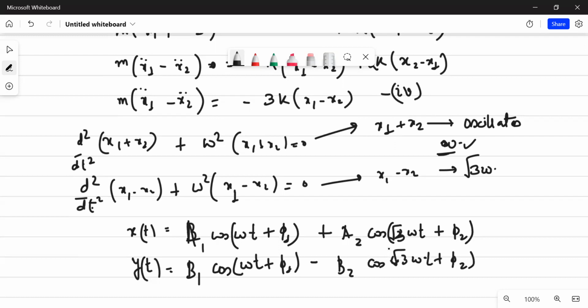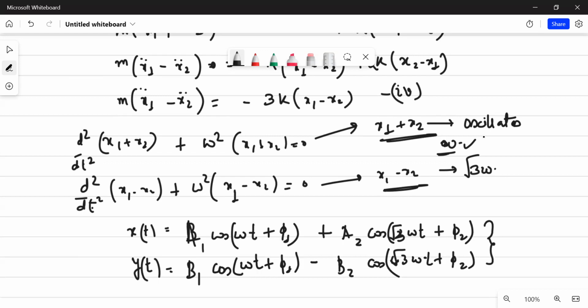But these are quite unpleasant to see, as these are linear combinations of two different sinusoidal functions. One of them is oscillating with omega, another one is oscillating with root 3 omega. However, you can see that x1 plus x2 is one such coordinate. This coordinate oscillates with a pure frequency omega, and another one also oscillates with a pure frequency root 3 omega. Is that clear? So these x1 plus x2 and x1 minus x2 here are called your normal coordinates. Is that clear?